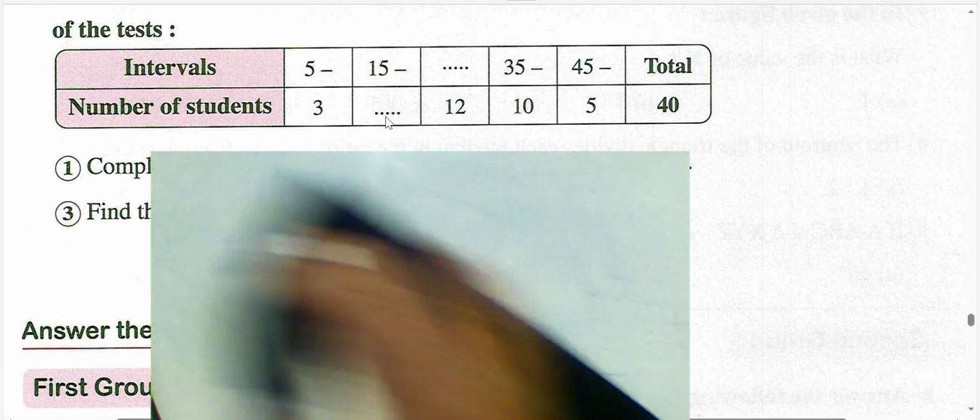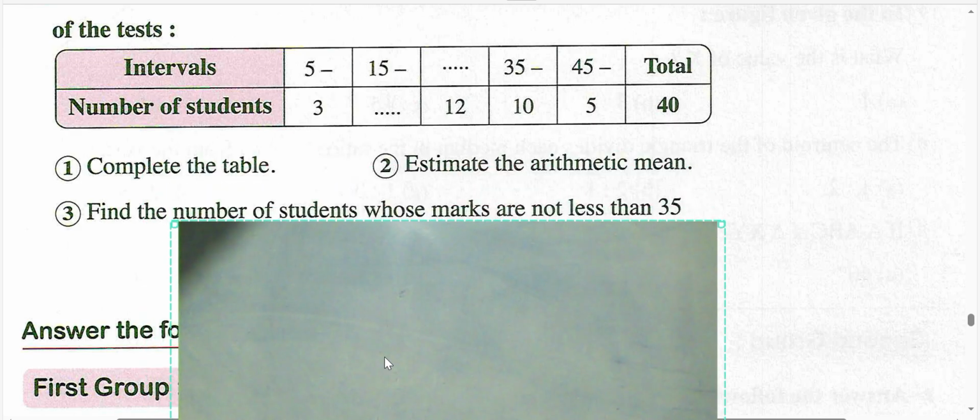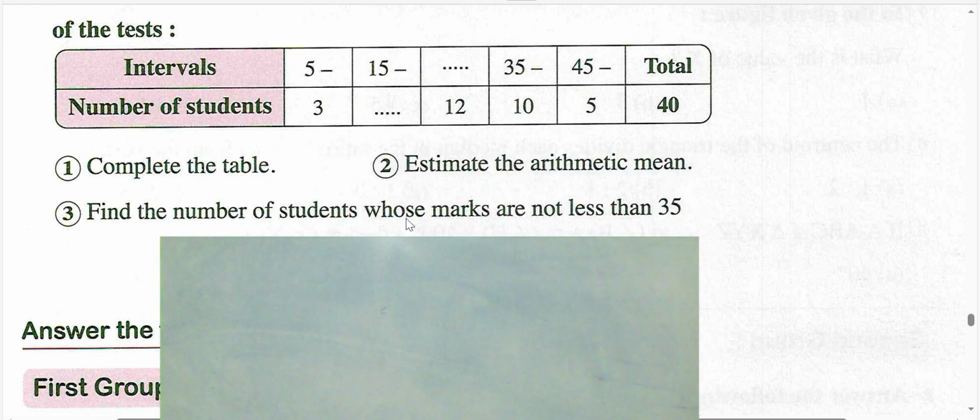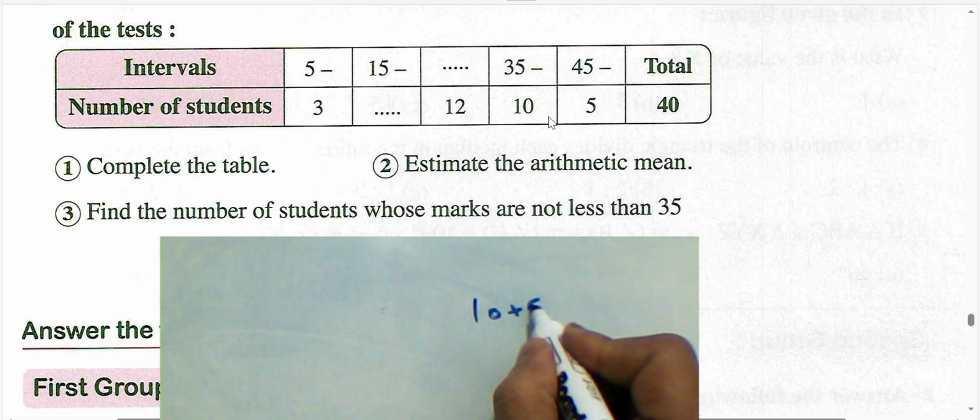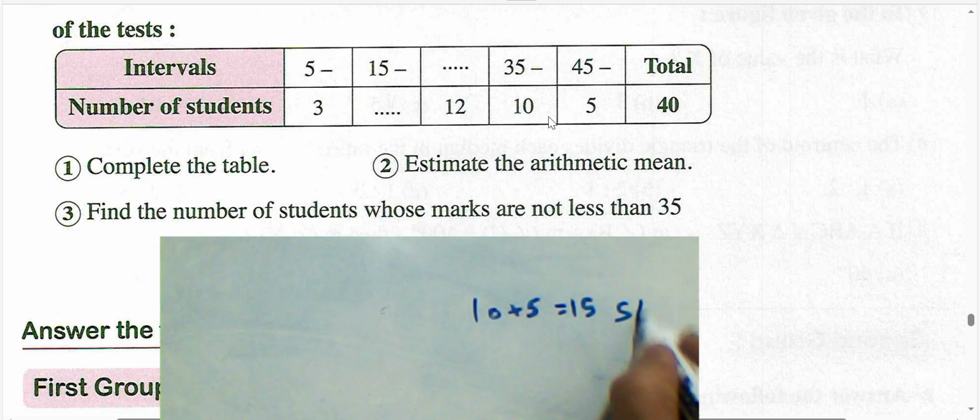Second question here, what does he want? He wants to find the number of students whose marks are not less than 35. Here, not less than 35, we take 10 students and 5 students. The summation will be 15 students. You understood? Because he asked about the number of students whose marks are not less than 35. Not less than means more than or equal to. More than or equal to 35, we have 10 and 5. 10 plus 5 is 15.